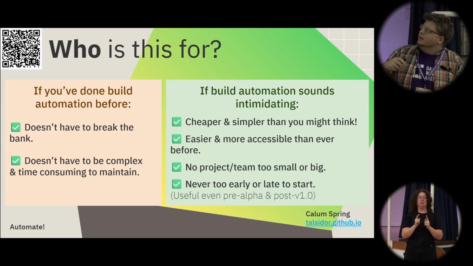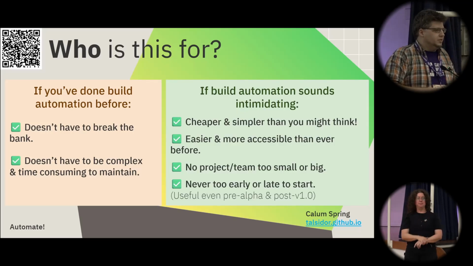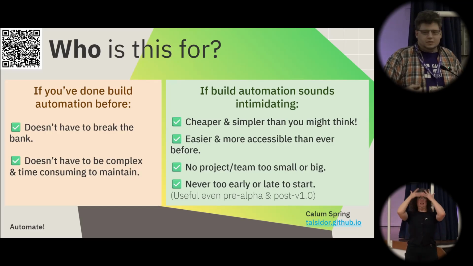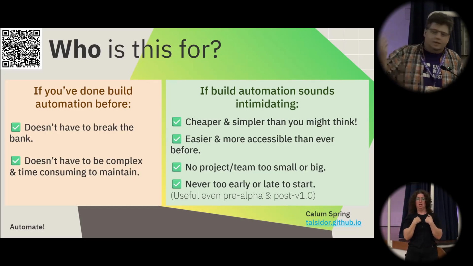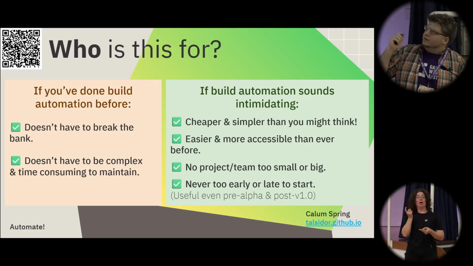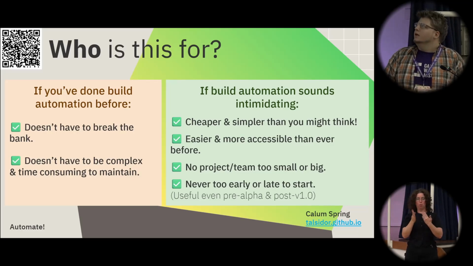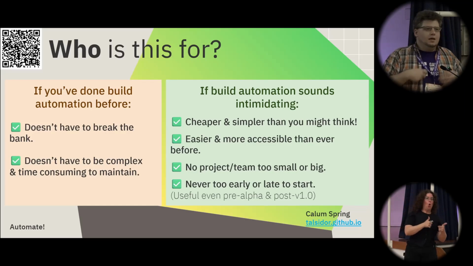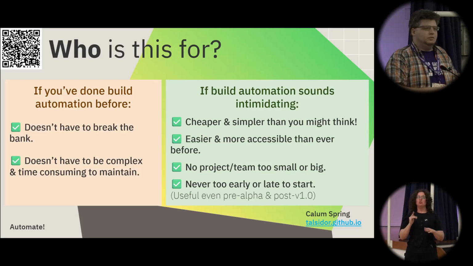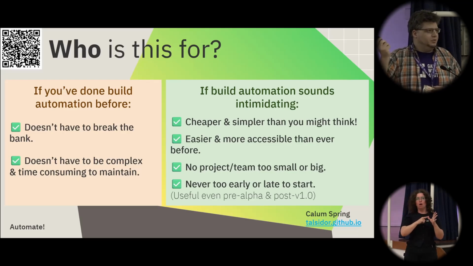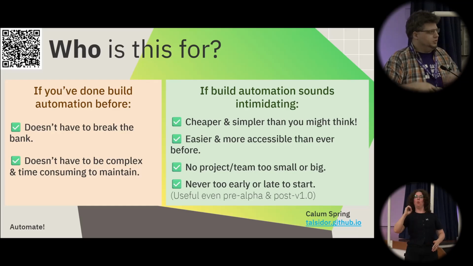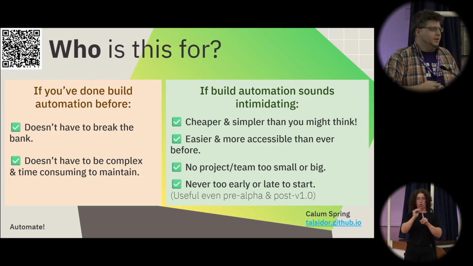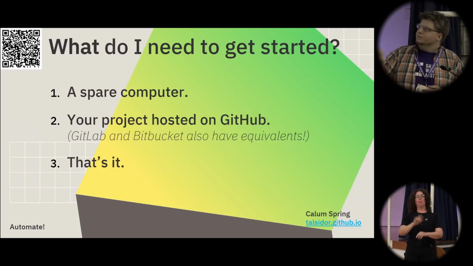It can be simpler. And if build automation sounds intimidating to you, or you haven't done it before, or you don't consider yourself a very technical person, it can be cheaper and simpler than you might think. It's now easier and more accessible than it's ever been before. And I think there's no project or team too small or big that can benefit from it. And you're also never too early or too late to start. So whether you're still in pre-alpha, you can start benefiting from it, or even if you've already launched your game into 1.0 without any build automation, but you still want to make updates, you can still add build automation after that.